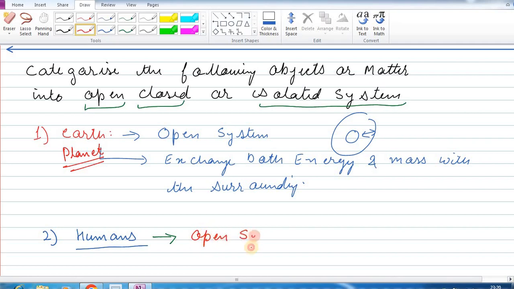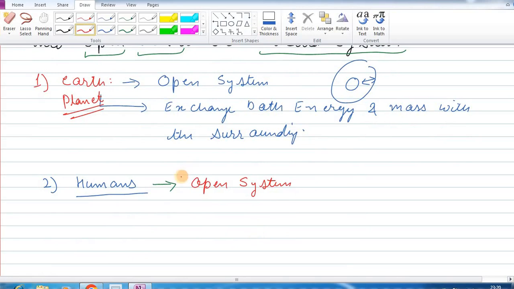Okay, so humans are also a kind of open system, because we do exchange energy with our surroundings. If the temperature of the atmosphere or the environment outside is too low, then our body radiates heat. If the temperature outside is too high, then our body absorbs heat. Similarly, we can exchange heat energy with our surroundings, we can absorb, we can release energy. Similarly, we can exchange mass through ingestion by eating and egestion by removing mass.